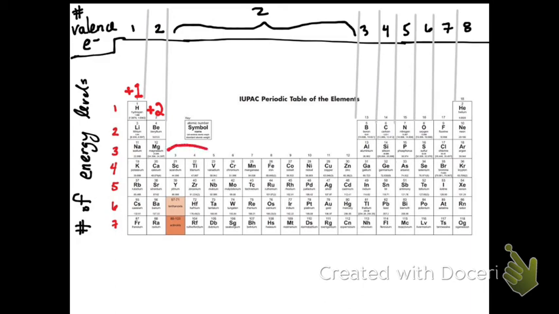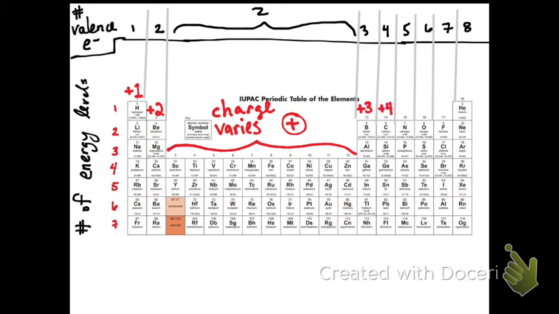For these groups in the middle, the transition metals, their charge can vary. It just depends on what they're bonded to and how they're bonded. So we're just going to say their charge varies. It can be positive 1, positive 2, positive 3, but it's always positive. And then finally, we're going to call these positive 3 and positive 4 in groups 13 and 14.